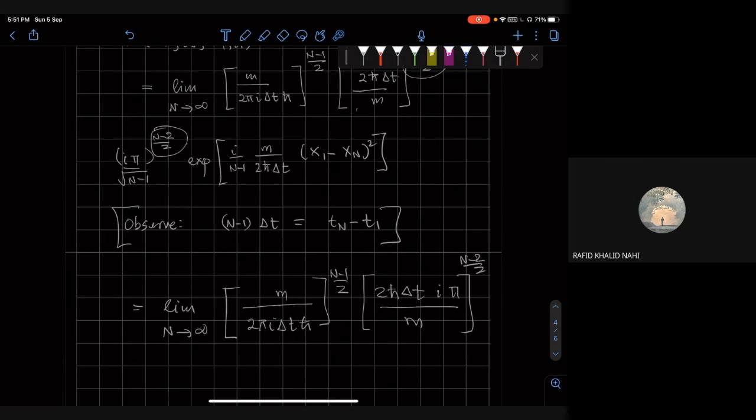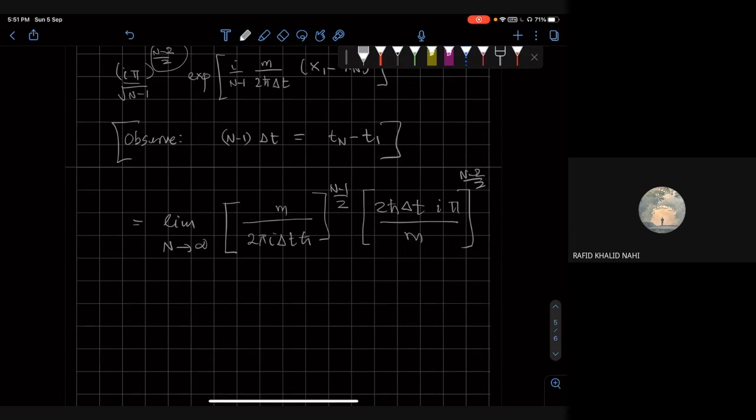Now, if I compare these two, there's a factor of m here, there's a factor of m here, there's 2 pi i h bar delta t. So all of these are going to cancel out except one factor of this thing, right? And then we have this denominator as well. So we get 1 over square root of n minus 1. But what's going to happen is that this square root of n minus 1 is going to combine with delta t to give me this time interval, right?